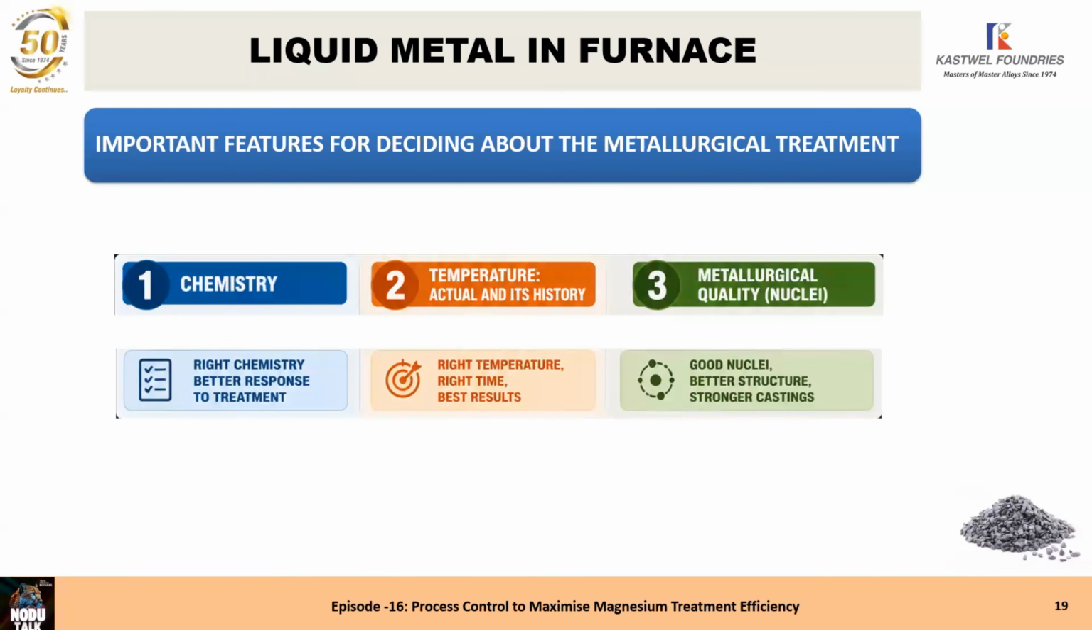In the furnace, what is important? First, the chemistry, of course. Every one of us knows that you must target a chemistry to get the proper matrix, let's say ferritic, pearlitic, ferritic-pearlitic, and so on. The temperature and its history is another very important factor and is many times forgotten. The third one is the metallurgical quality, and that's good nuclei giving a better structure and stronger casting. These three we will discuss further.